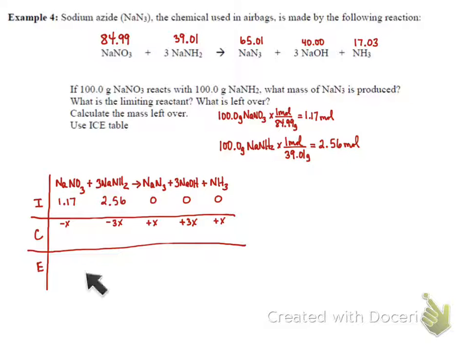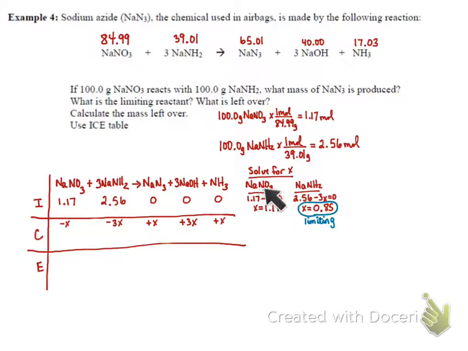So then we set up the x's, and the reactants are always minus, and this has a coefficient of 1, so it's minus x. This has a 3, so it's minus 3x, plus 1x, plus 3x, and plus 1x for NH3. So then using the numbers over here, we're going to solve for x for both of them, assuming that they all get used up, and see which one is going to give us a smaller x. So do 2 separate calculations to solve for x.